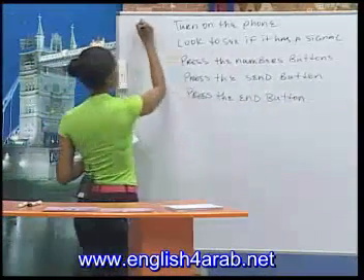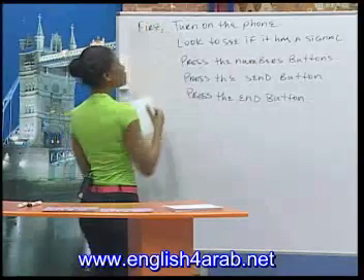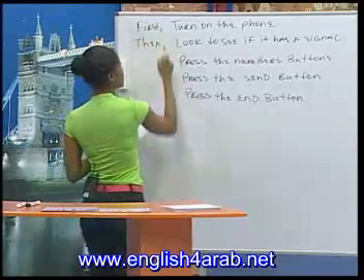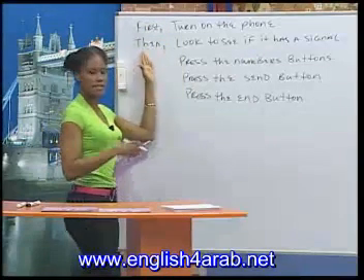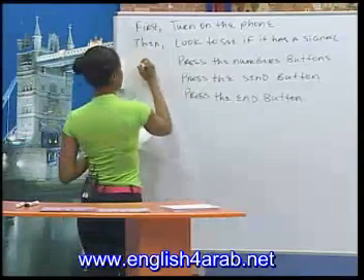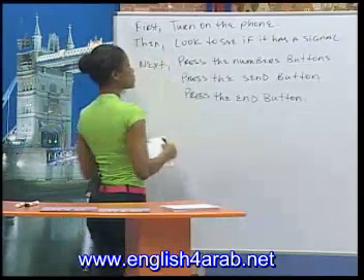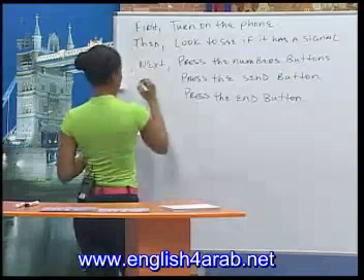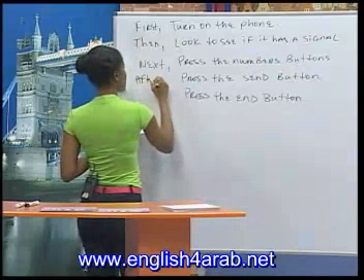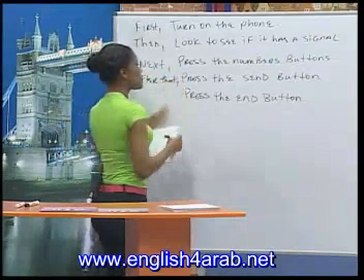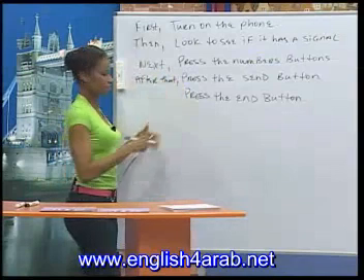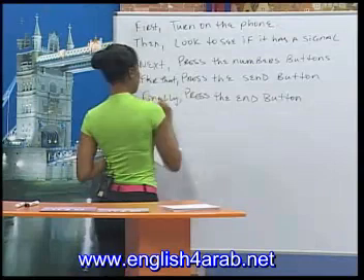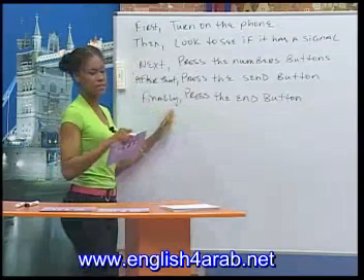So he told us, first, turn on the phone. Then, look to see if it has a signal. He told us, next, press the numbers buttons for the person you want to call. After that, press the send button to make your call. Finally, he said, press the end button.